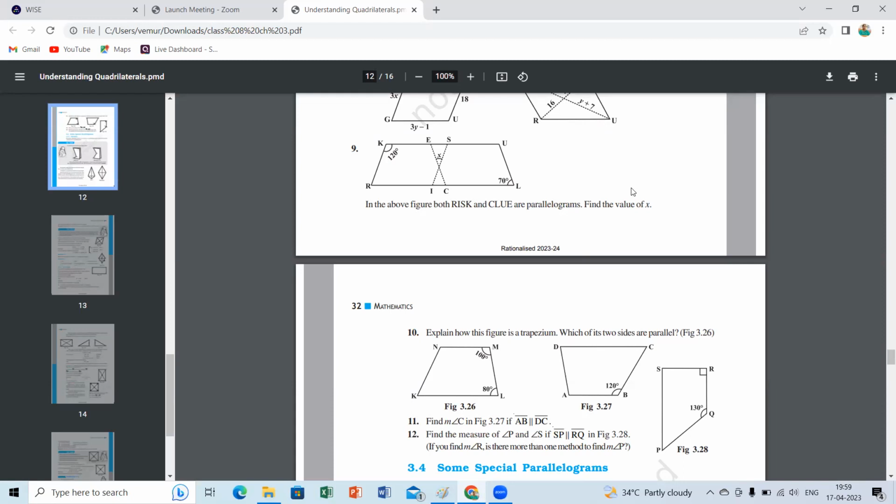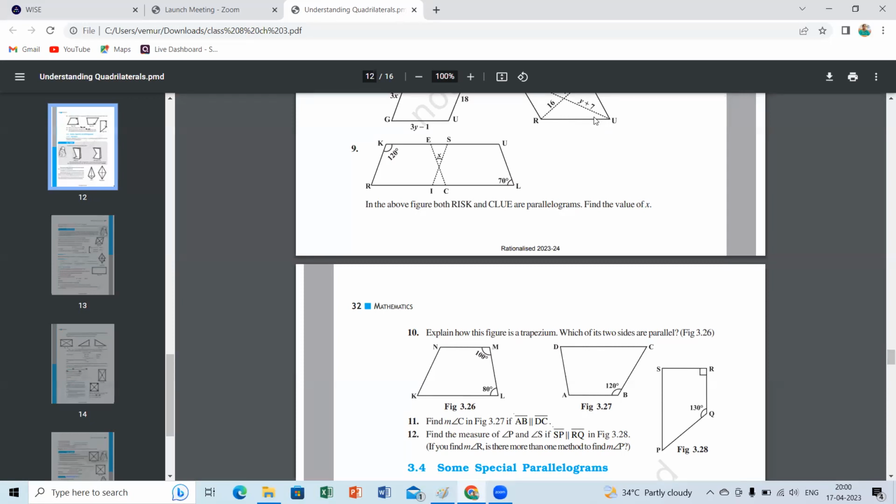Coming to the 11th bit regarding figure 3.27, measure of angle C is given. What is measure of angle C? We don't know. We should find out. We know angle B. Angle B is 120. 120 plus what angle makes 180? 60. But they also mentioned AB and DC are parallel. Parallel means one pair of parallel sides. Trapezium means one pair of parallel sides. Absolutely, it is correct. So 120 plus 60.